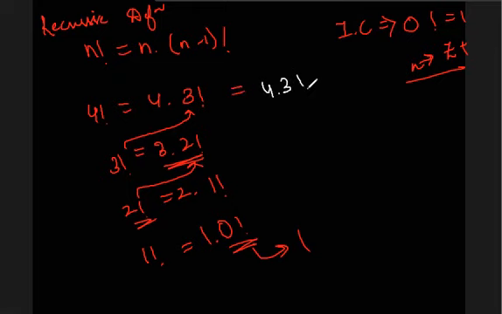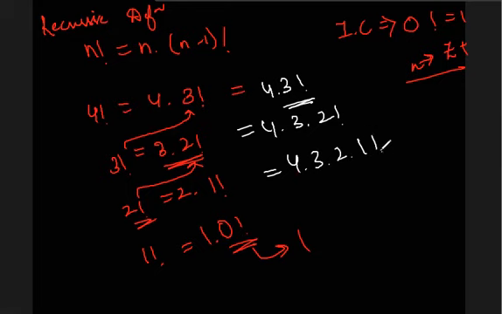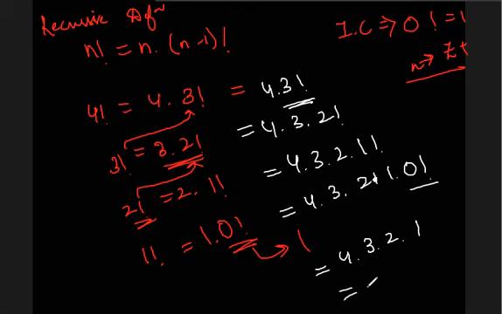4 into 3 factorial, already it is given. 3 factorial can be replaced by 4 into 3 into 2 factorial. 2 factorial is replaced by 2 into 1 factorial. So 4 into 3 into 2 into 1 factorial. And then finally 1 factorial is replaced by 4 into 3 into 2 into 1 into 0 factorial. Okay, 0 factorial value is known as 1. So we simply multiply 4 into 3 into 2 into 1, and this will be equivalent to 24.